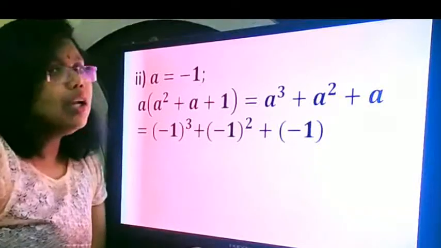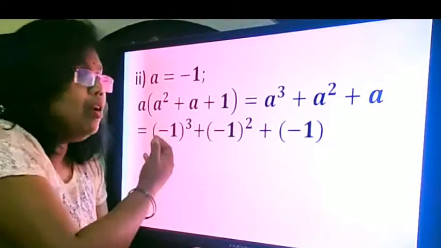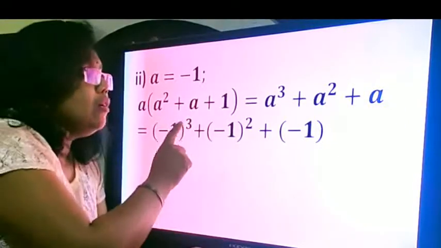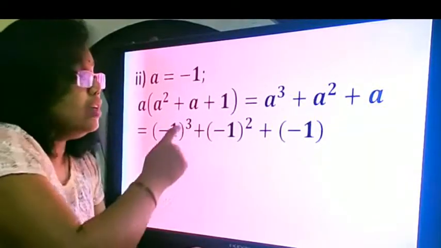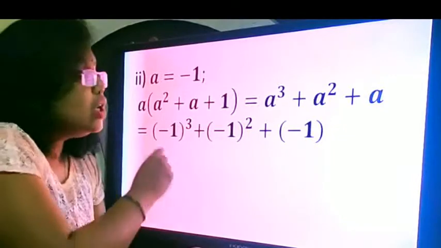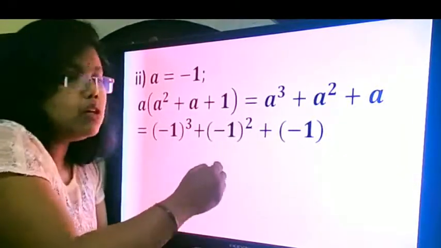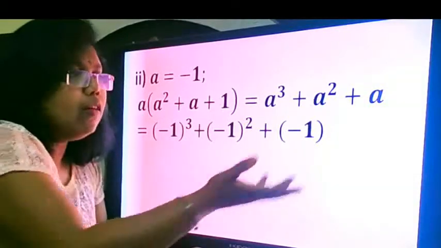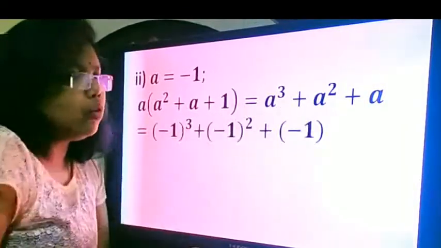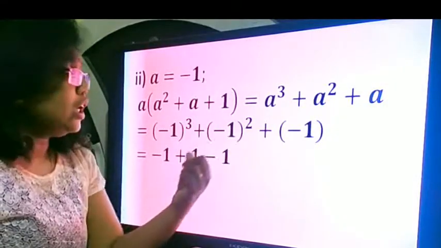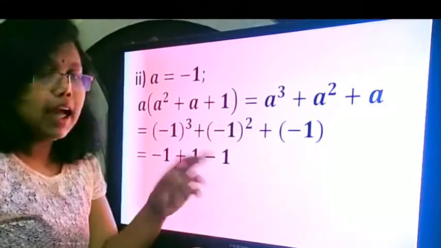Now here what has to be remembered is when the minus sign is to be retained and when it would be left out. Because the power here is an odd number, the minus sign would be retained. And here the power is an even number, so the minus sign would be left off. Here 1 again, so the minus sign would remain. So minus 1 cubed is minus 1, minus 1 squared is positive 1, minus 1 as it is.